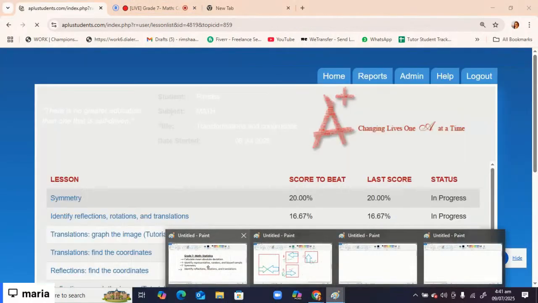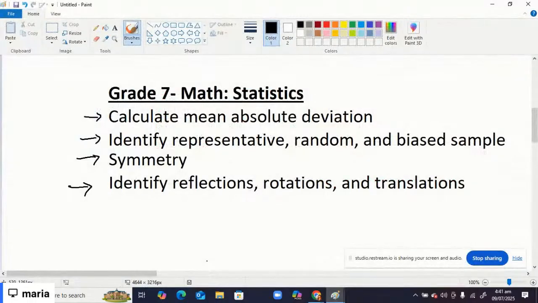So today we discussed grade 7 math statistics, and these are the list of the lessons: calculate the mean absolute deviation, identify the representative, random and biased samples, symmetry, identify the reflection, rotation and translation.